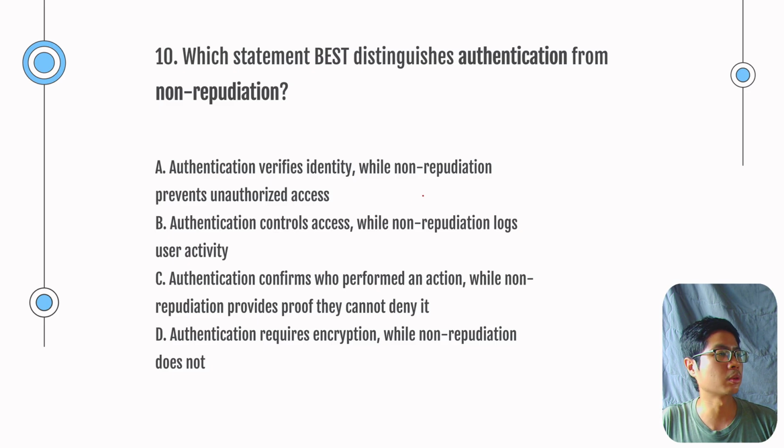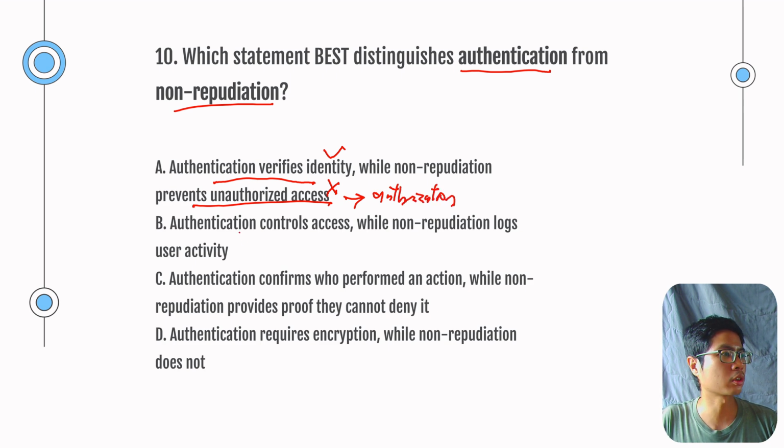And finally, we look at question 10. Which statement best distinguishes authentication from non-repudiation? Two different concepts here: authentication and non-repudiation. Let's take a look at the answers one by one. Authentication verifies identity. This is correct. While non-repudiation prevents unauthorized access. Nope, this is not correct. What prevents unauthorized access? Authorization does that.